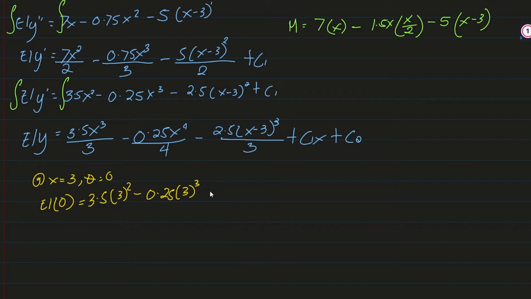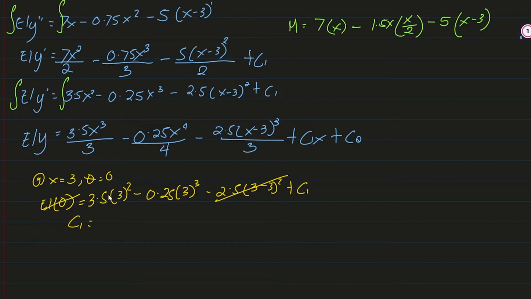3 cube minus 2.5. X is 3 minus 3 squared plus C1. Okay, so makita natin, we can cancel that. Ito, 3 minus 3 is 0, so cancel that term. We can solve for C1. C1 is basically, hindi na kaya ng utak ko. Nasaan na yung calculator? Yun, okay na yun. Magiging 24.75.